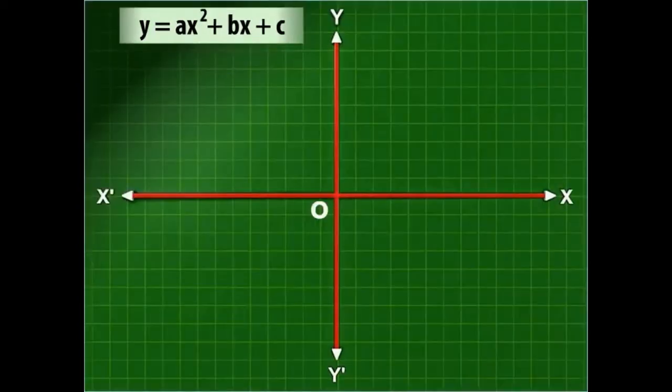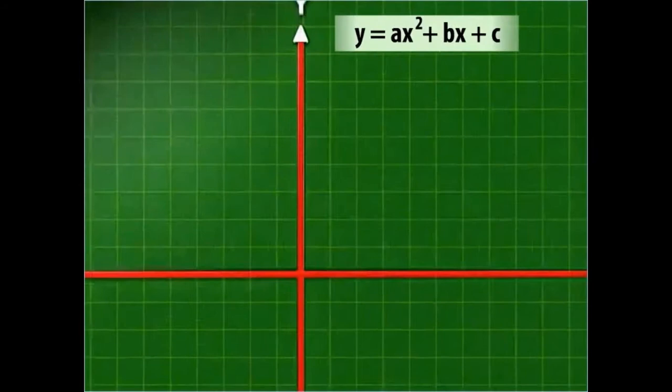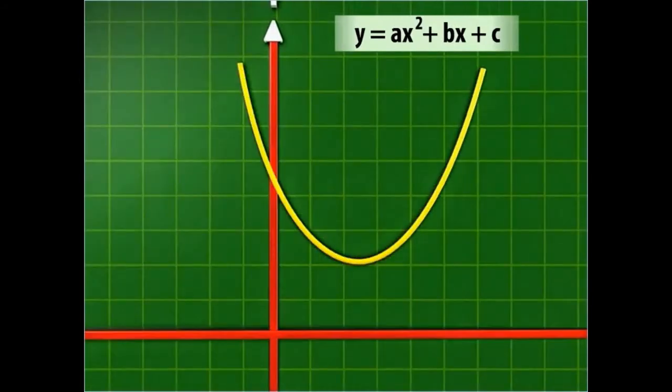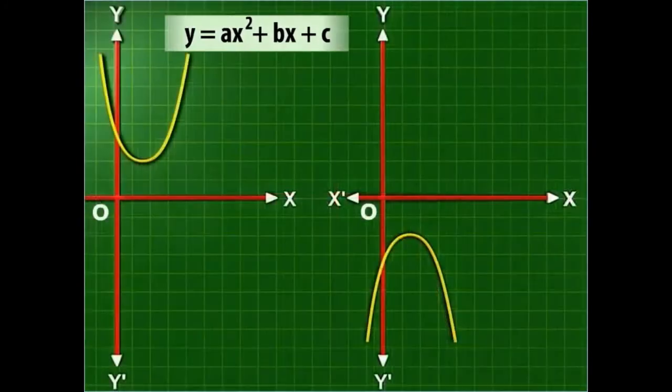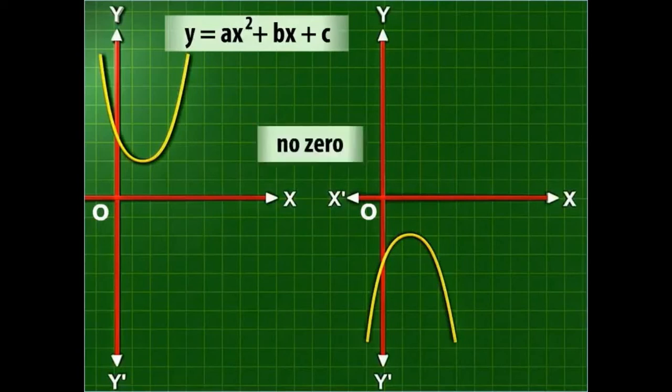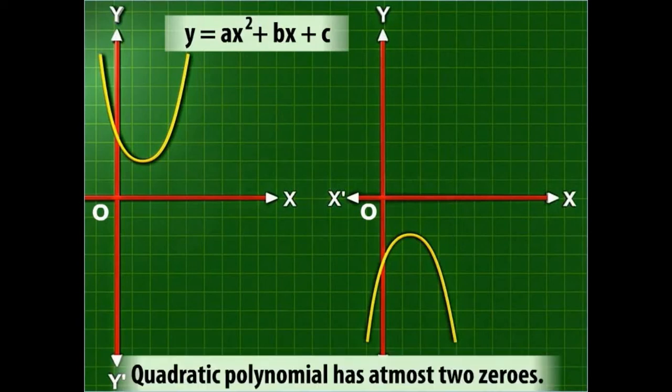In the third case, the graph can be either above the x-axis or below the x-axis. As a result, the graph does not cut the x-axis at any point. Therefore, there is no zero for the quadratic polynomial ax square plus bx plus c. Thus you can conclude that a polynomial of degree 2 has at most 2 zeros.